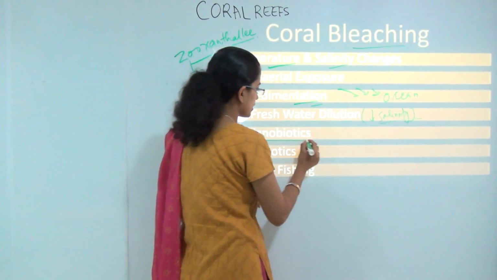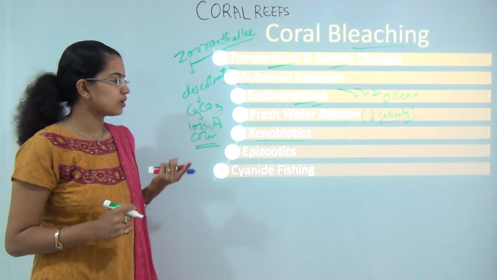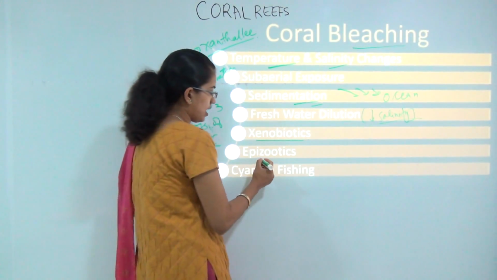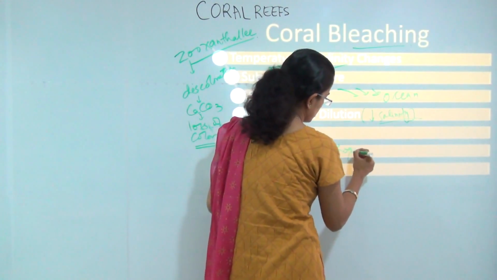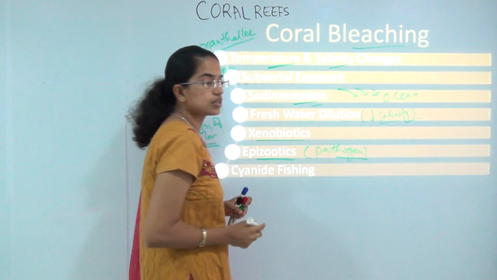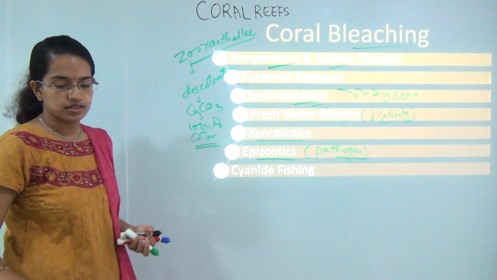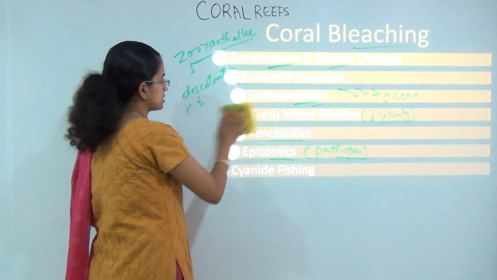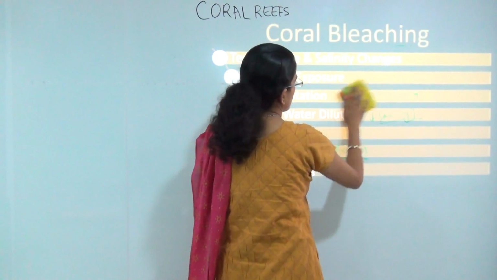Then there are xenobiotics, that are chemicals that affect the development of the corals. Epizootics, those are pathogens that damage the coral reefs. And finally you have cyanides. So you have cyanide fishing, that is an important cause for coral bleaching.